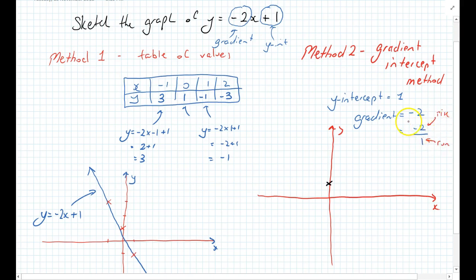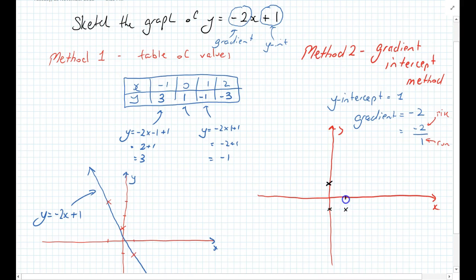Now rise is -2. We talked about this, remember, in class. If a rise is negative, that means it's going to fall. So we're actually going to go from here, which is 1, down to here, which is -1. So we're now there. We're going to trace out our gradient. So I'm going down 2 because my rise is -2. My run is always right. So my run is 1. So I go 1 across.